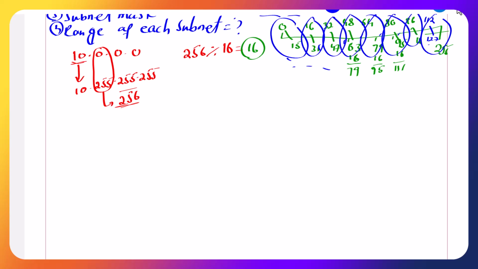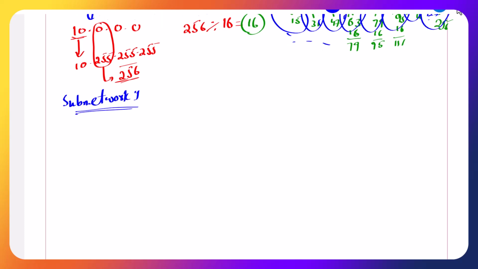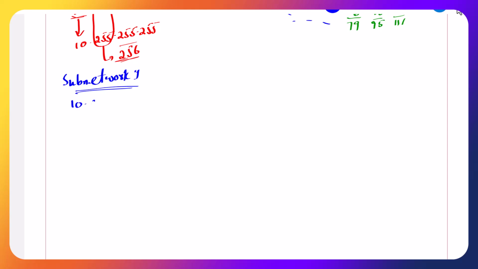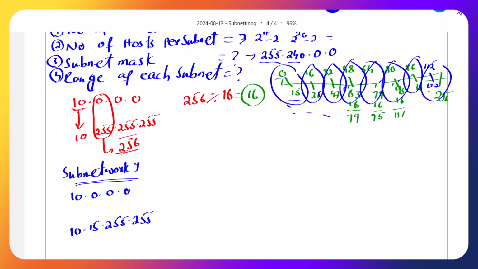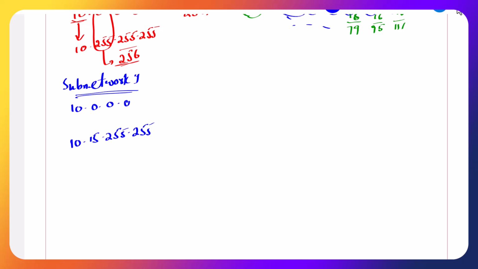The first subnet, subnetwork 1, starts from 10.0.0.0 and ends on 10.15.255.255. Why 15? Because you can see it starts from 0 and ends on 15. Subnetwork 2.